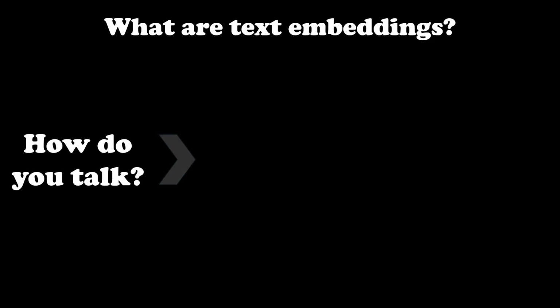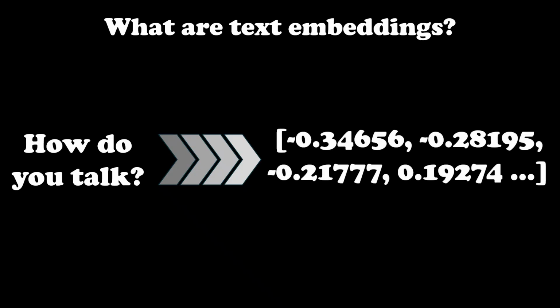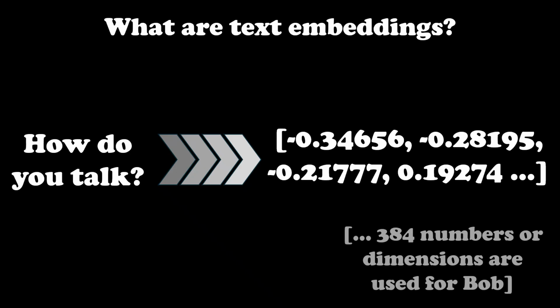Text embeddings are a way of converting text, words, phrases, sentences into numbers, specifically into vectors or arrays of numbers. These numbers represent the meaning of the text in a high-dimensional space. You can think of them like coordinates that place text somewhere in a conceptual landscape. 3 numbers equals 3D space, which is easy to visualize. 384 numbers equals 384-dimensional space, which is hard to visualize but more expressive.